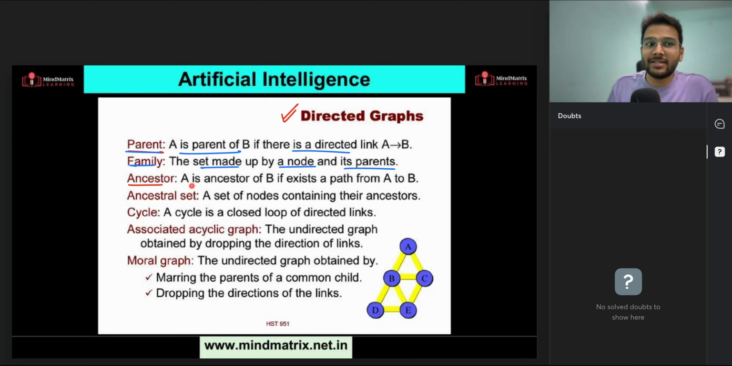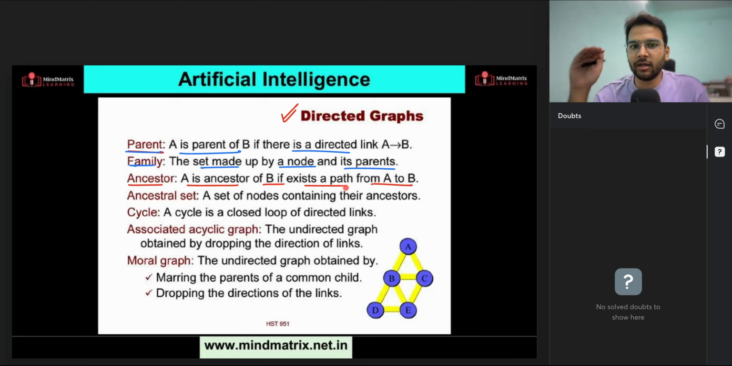What about ancestor? A is an ancestor of B if there exists a path from A to B. Now here it is not mandatory that there should be a directed link, because it is talking about just a path. There should exist a path between those two vertices. Then you can say A is an ancestor of B, right? For example, if you see this graph, can I say there is a path between A and B? Yes or no? Can I say there is a path between A and E also? Correct?